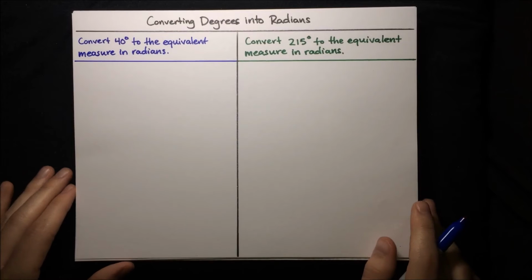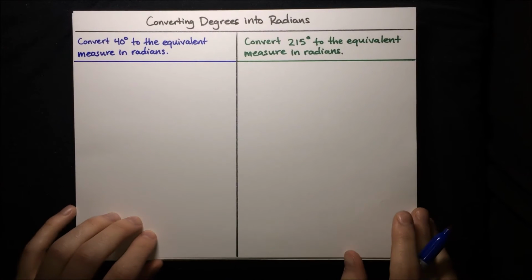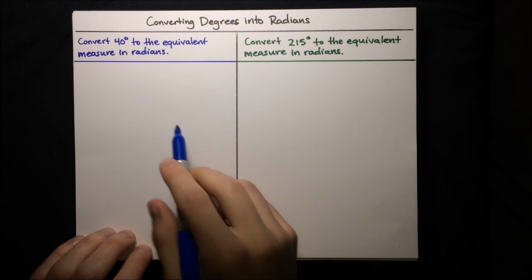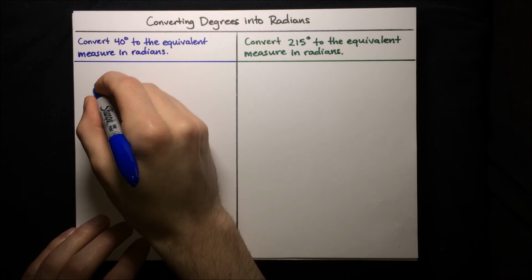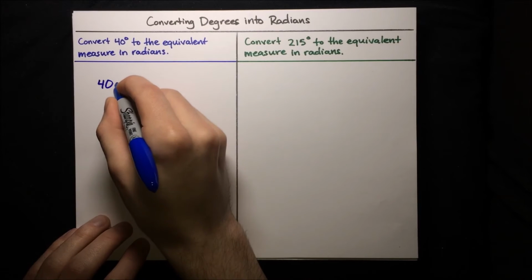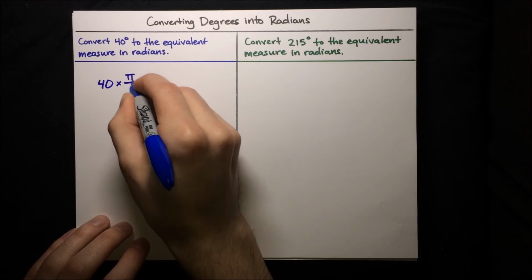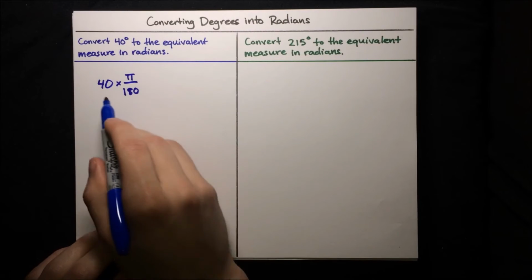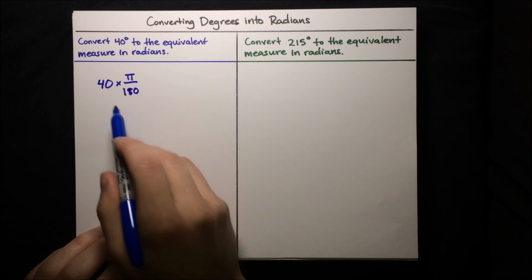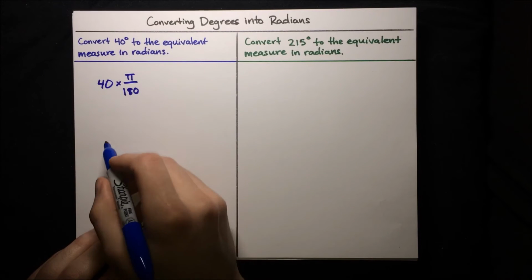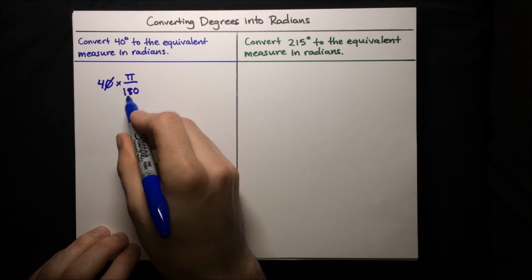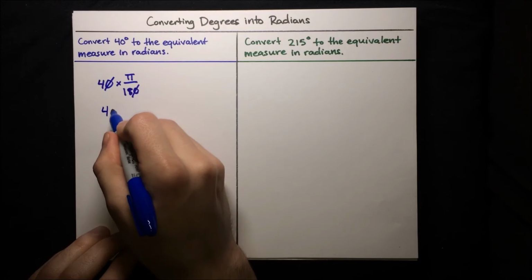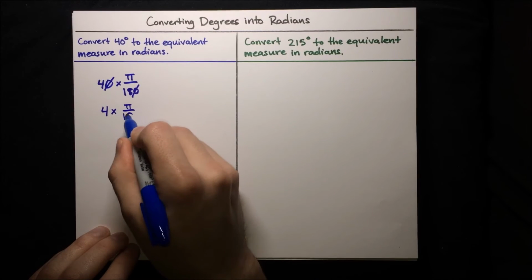Great, so now that we've got a strategy in place, let's go ahead and do some more examples. Let's convert 40 degrees to the equivalent measure in radians. And remember, all you have to do is start out with that degree amount, 40, and then multiply it by pi over 180. That's what we discovered on the previous slide. And then all we have to do is simplify this. So we'll notice that these are both divisible by 10. 40 divided by 10 is just 4, and then 180 divided by 10 is just 18. So this is 4 times pi over 18 simplified.